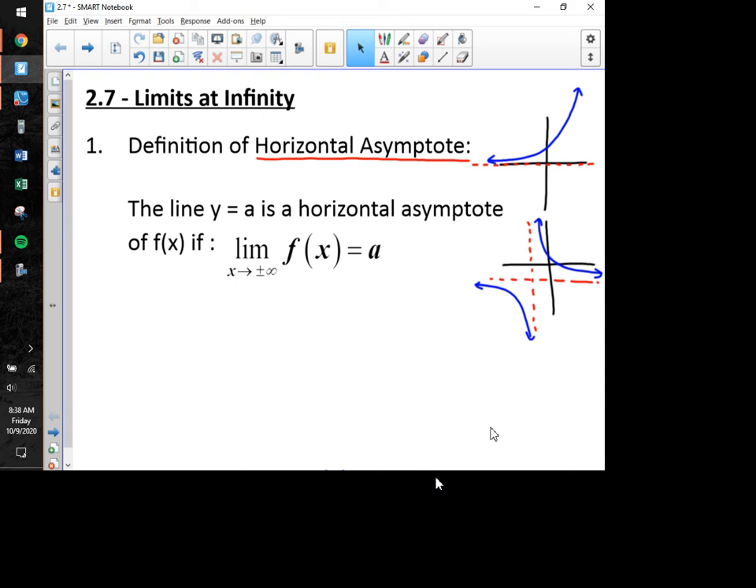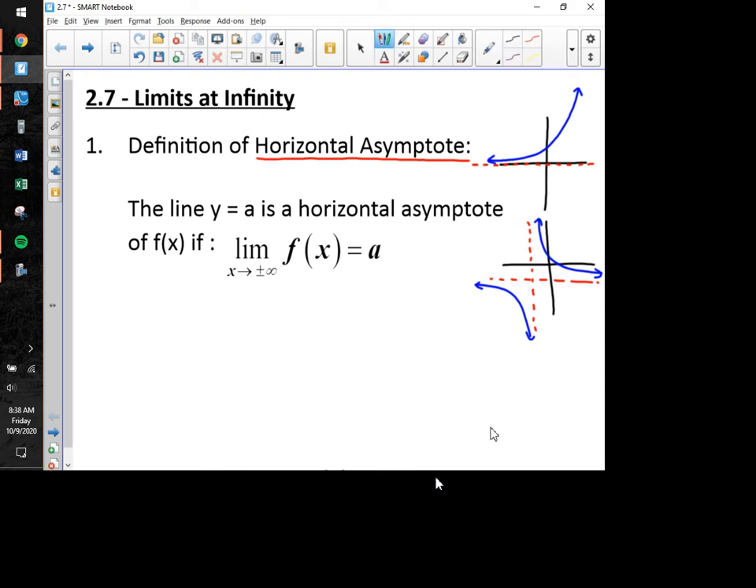Now, that idea that most of you guys had, and it works for these two graphs, is that a horizontal asymptote is a line that your function approaches but never touches. That's what most of you guys, if I were to ask you live right now, hey, what is a horizontal asymptote? That's what most of you would probably tell me.